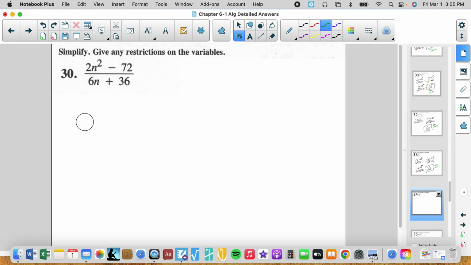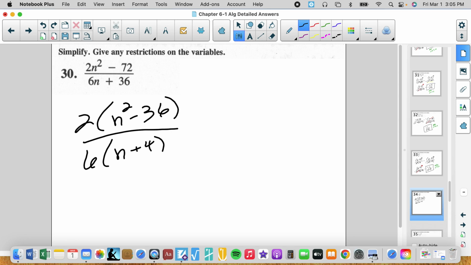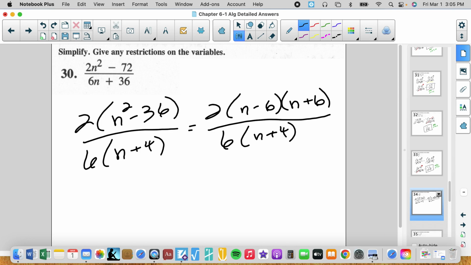We're going to factor out, I do it in green after the restriction. Factor out a 2, we get n squared minus 36 over, we'll factor out a 6, we get n plus 6 times the quantity n plus 4. That's the difference of squares, n minus 6, n plus 6. Not bad. 6 times 6 is 36. Those cancel. That's going to cancel. And we're left with n minus 6 over 3 is my answer.